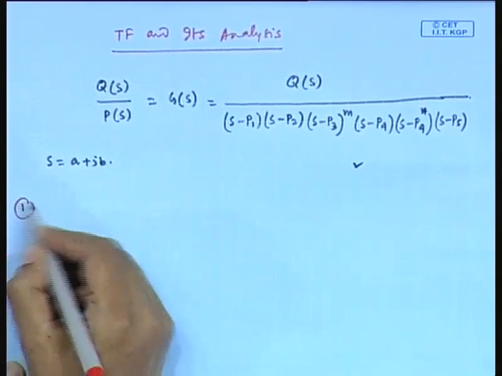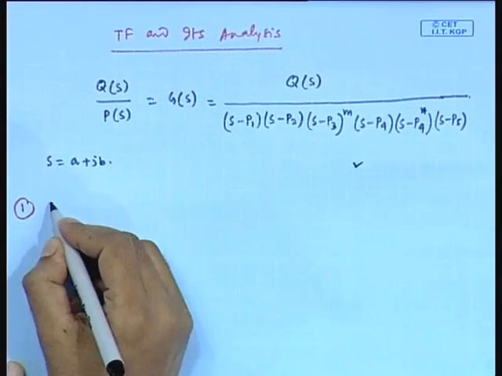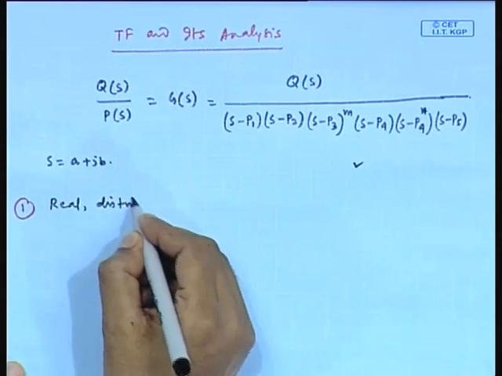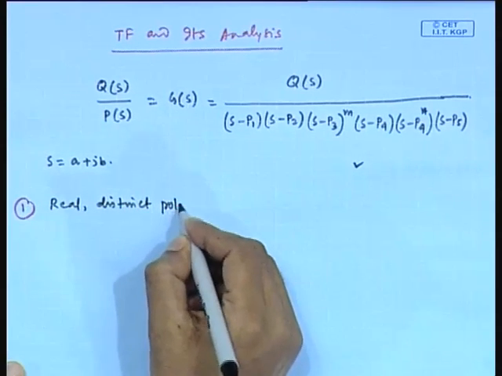So, first we will consider distinct real poles. So, in the first case we will consider real distinct poles.